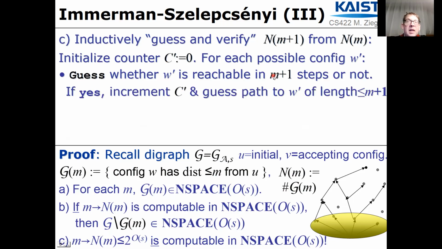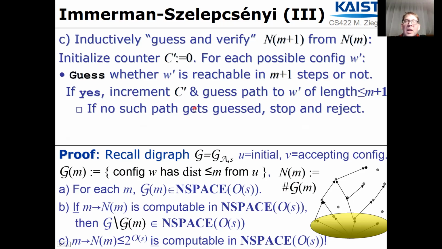And if the guess claims it is, then we're doing the same again. We're going to increment the counter, and we're going to verify that. We're going to guess a path of length m plus 1 using the same method as before without storing the intermediate configuration. And if that verification succeeds, then that means our guess here was correct. Otherwise, we're going to abort the computation, not reject, but abort. That's what we already did in the proof of item B, right?